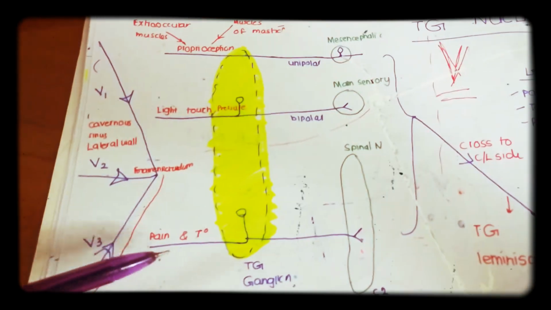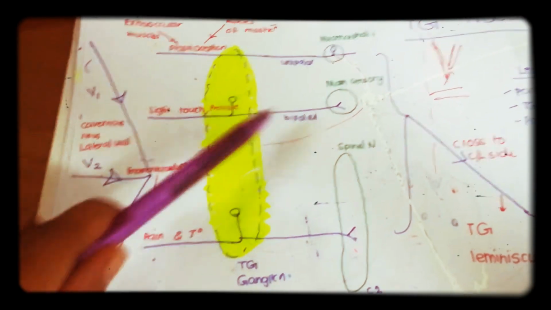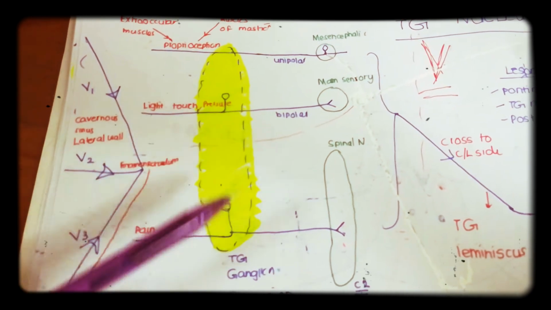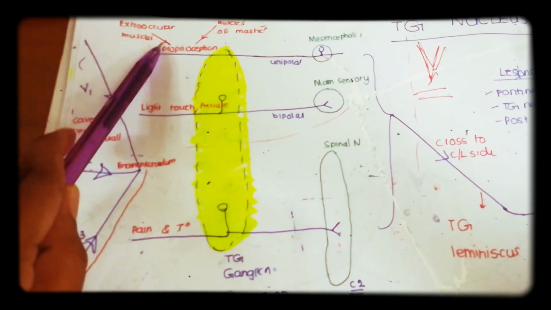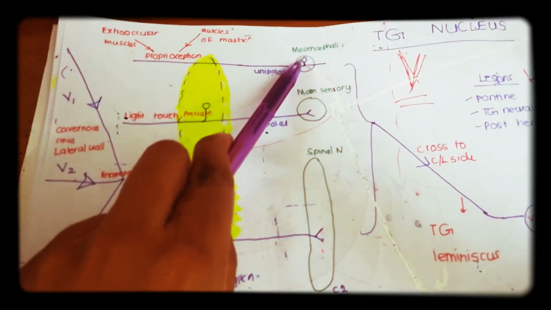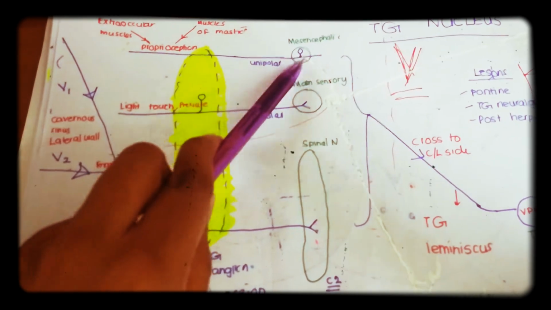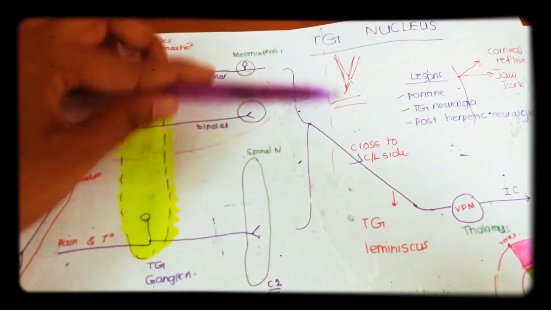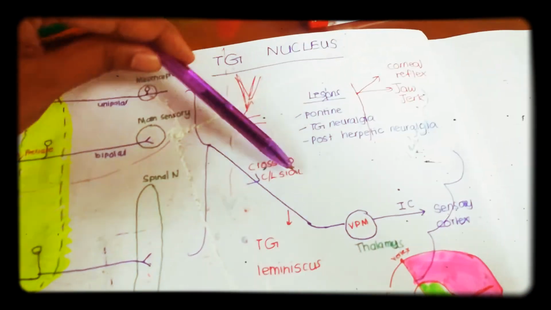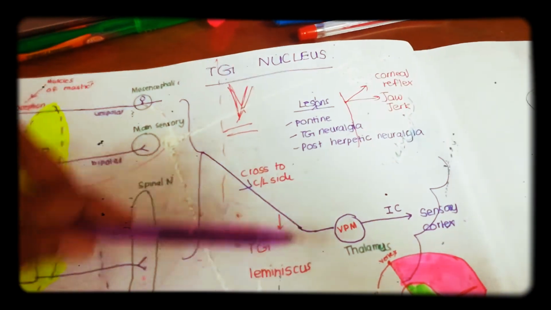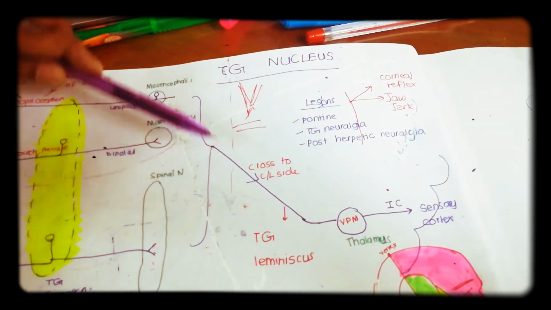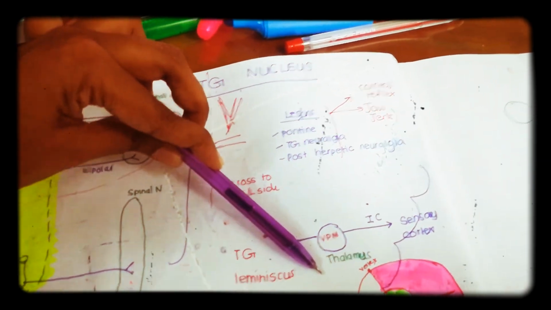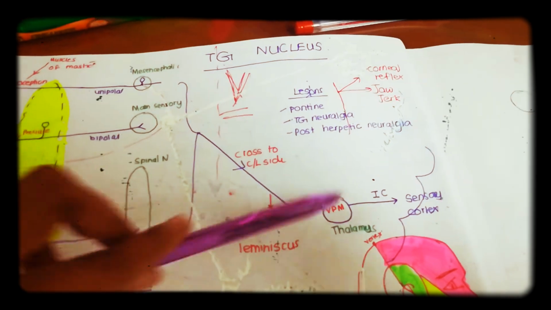And another important thing, light touch pressure, then pain and temperature, these are traveling via bipolar neurons. But this one is going through a unipolar neuron where you have the cell body only in the mesencephalic nucleus. But these ones have bipolar neurons. So then you have the nuclei. From there, you form the trigeminal lemniscus, which actually crosses to the contralateral side. In the opposite side, the trigeminal lemniscus goes up to the thalamus.